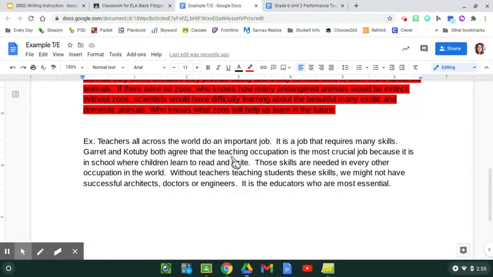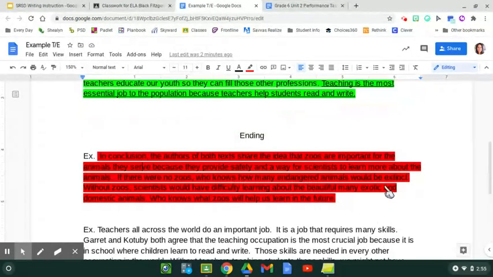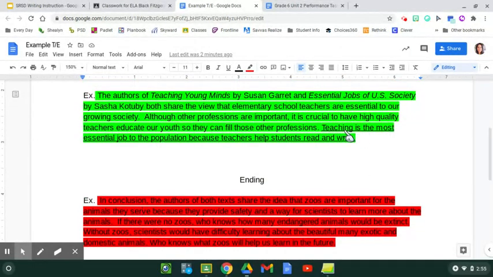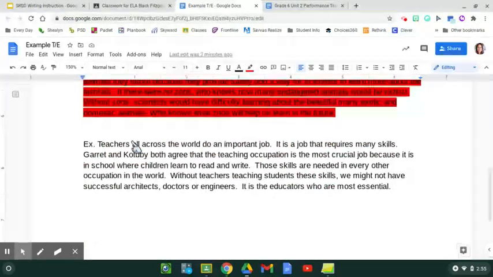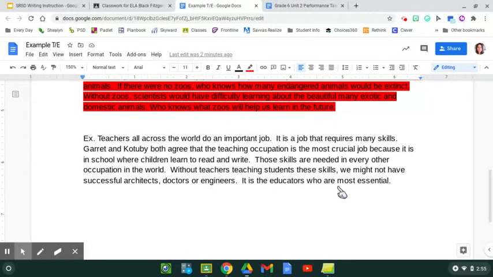Those skills are needed in every other occupation in the world. Without teachers teaching students these skills, we might not have successful architects, doctors, or engineers. It is the educators who are the most essential. So this last closing sentence relates back to my thesis that teaching is the most essential job. The educators who are the most essential. So my ending is going to be highlighted in red.